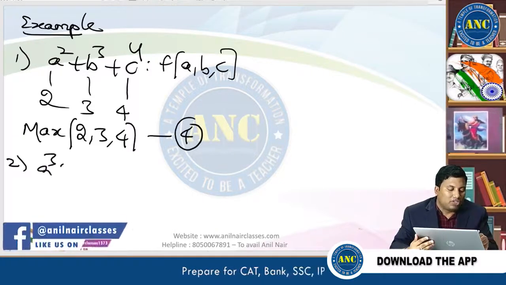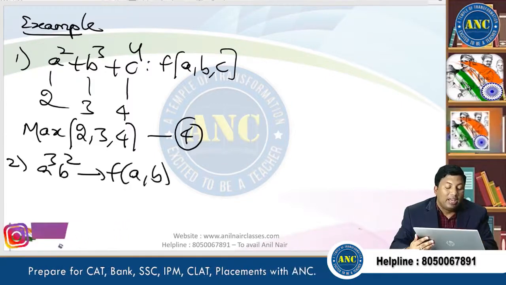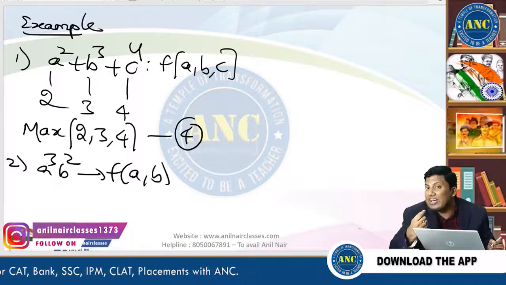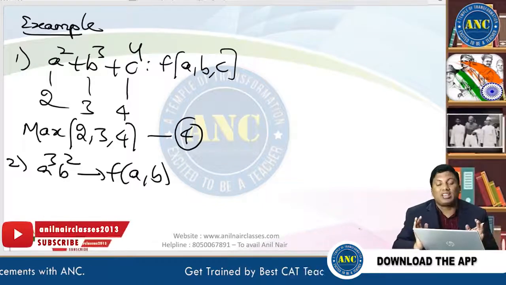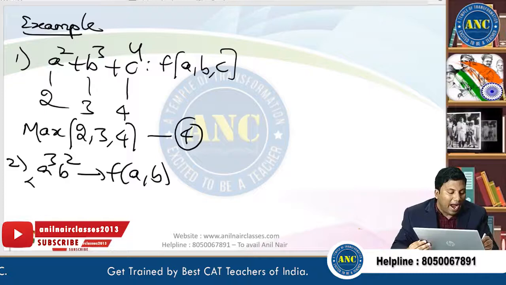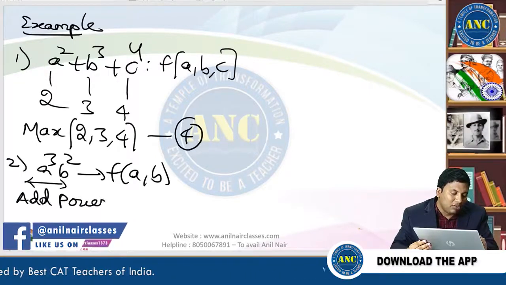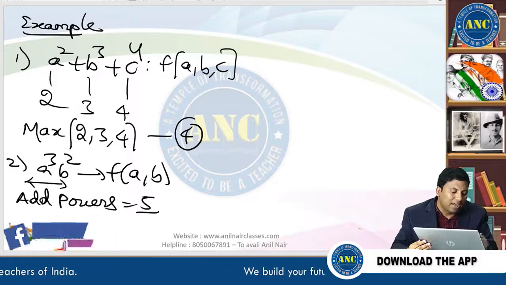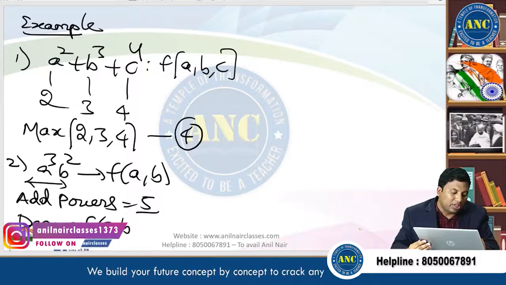What is the degree of a cube b square? a is a different variable, b is a different variable. If different variables are written together as a term, add the powers. If I add the powers, 3 plus 2 is 5. So the degree of this function of a comma b is nothing but 5.